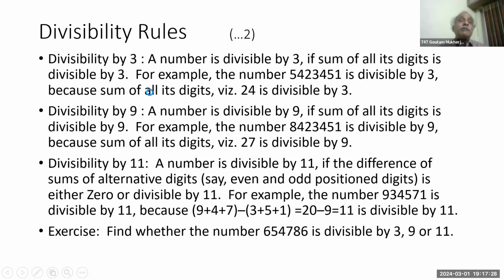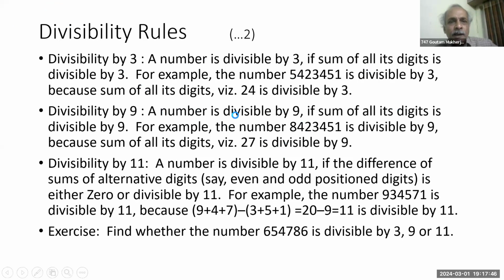Yes. Now divisibility by 3. A number is divisible by 3 if the sum of all its digits is divisible by 3. For example, this large number is divisible by 3 because if we sum all the digits, it becomes 24. 24 is divisible by 3.